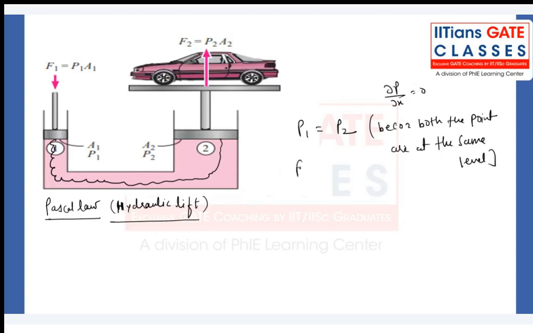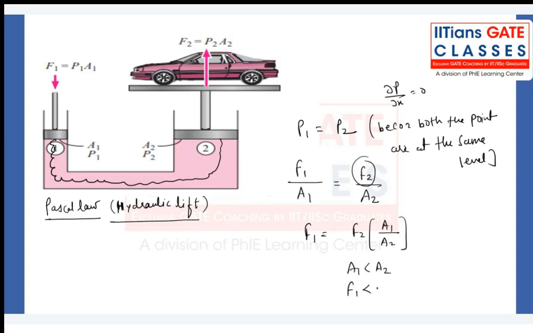F1 force, we are applying a little bit of force and we are lifting a very huge weight, that is equal to the weight of the car. So as you can see here, F1 will be F2 A1 by A2. A1 is less than A2. So definitely F1 will be less than F2. So with the little effort, right? And F2 is the weight of the car.